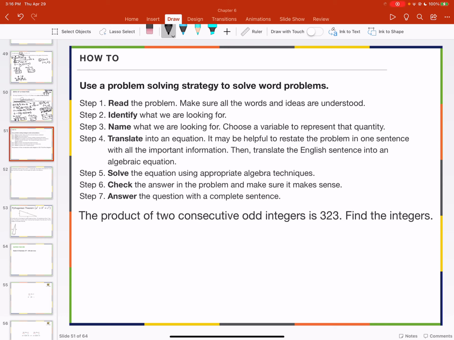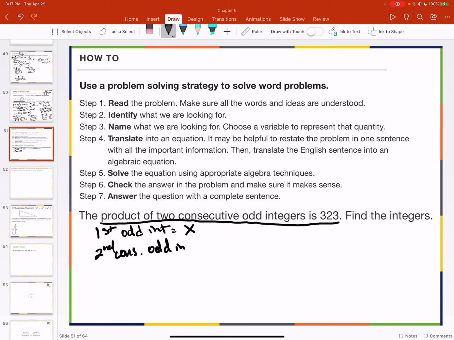So I think we've done this before. The product of two consecutive odd integers is 323. Find the integers. Remember, let's say the first odd integer, we're going to let that be x. Then the second consecutive odd integer is going to be 2 more after that, so we can use x plus 2 to represent that. Now it says the product, so x times x plus 2 is, which directly translated means equals, and then 323. So we've taken that sentence and described it using symbols, algebra, variables. So it's nice.